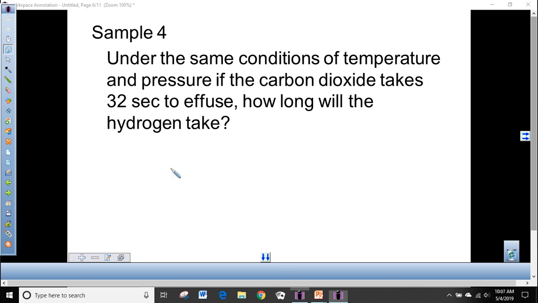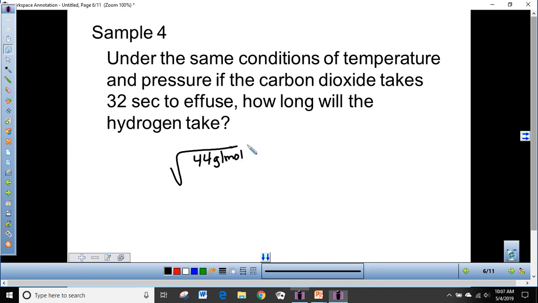Alright, so I'm going to go back. I have to compare them. We had carbon dioxide, which was that 44 gram per mole. And we had hydrogen, which was that 2 gram per mole. So if I go back to Graham's law, that was at 4.69. So I just got to decide what am I going to do with that 4.69.